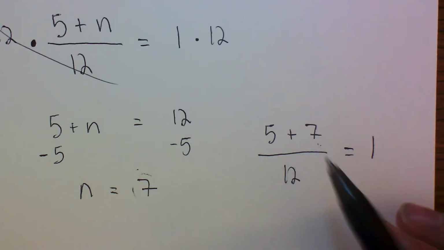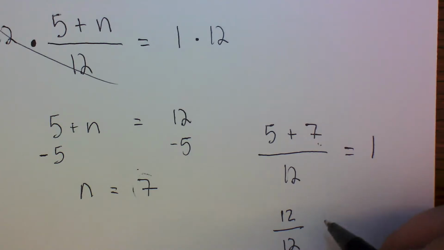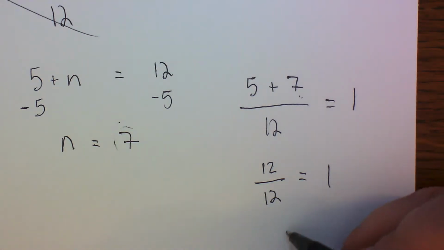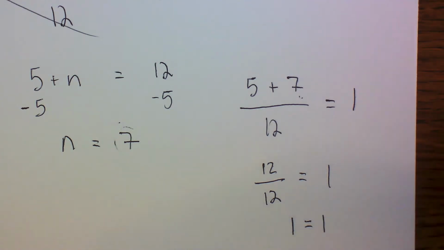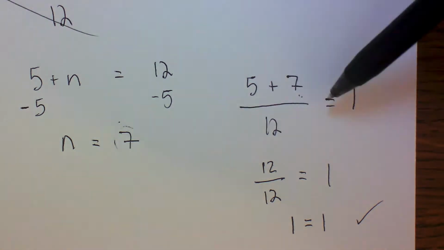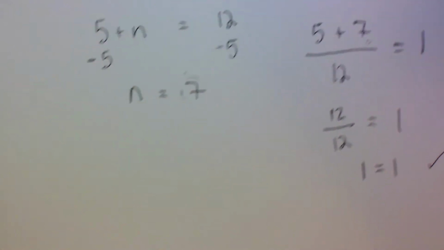Well, 5 plus 7 is 12. So that would give me 12 divided by 12. And I know that 12 divided by 12 is 1. So 1 is equal to 1. And that checks out. And that's a multi-step equation. It's a mathematical statement of truth that works out, and I proved it by plugging the variable back in, and I solved it. 1 does equal 1. And that's really all you're doing here. So let's try another one here.